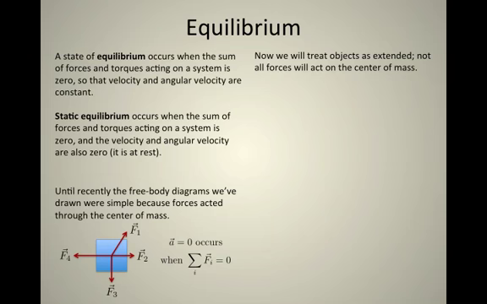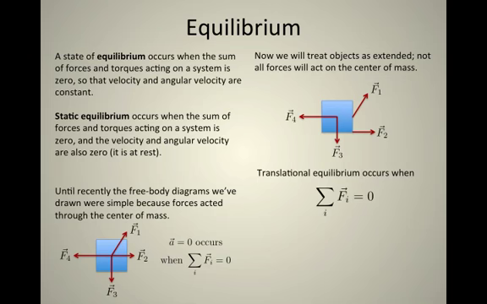Now we're going to treat the objects as extended and having some shape, and not all the forces exactly act at the center of mass. Some might be out at the perimeter, some act through the center of mass, some act out at the corner. That means that we're going to have to consider two separate conditions. One is when the sum of the forces is zero, and the other is when the sum of the torques is zero. Because remember, a torque is a force acting at some radius away from a pivot point.